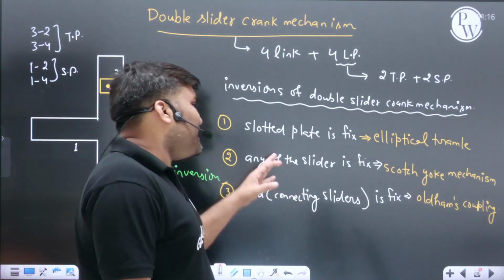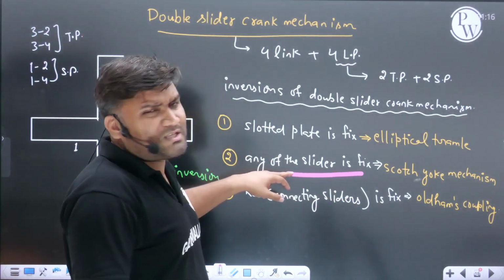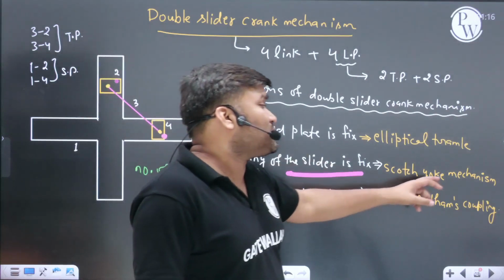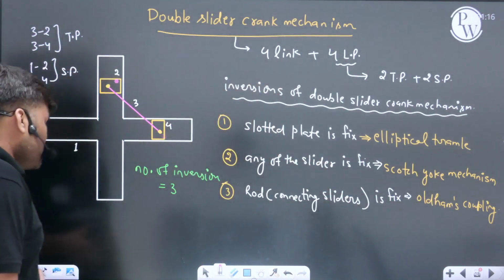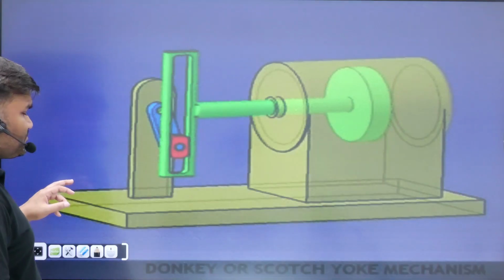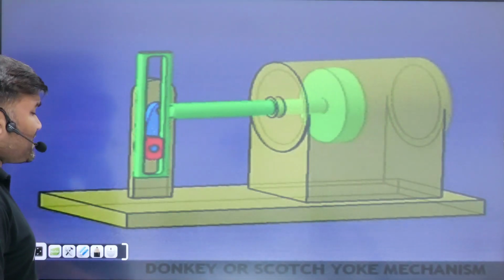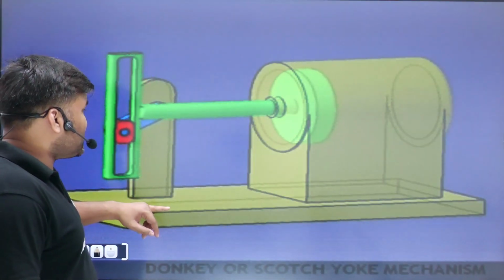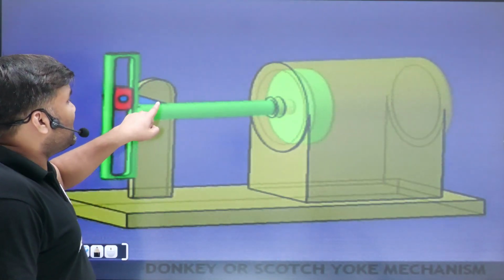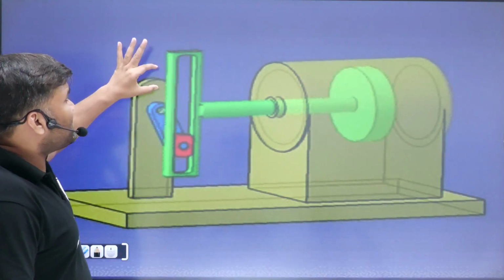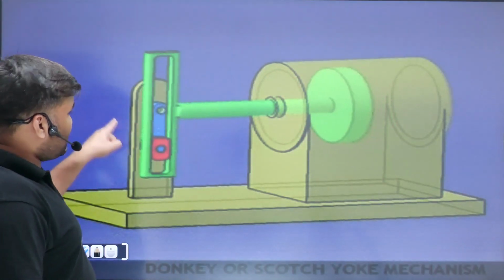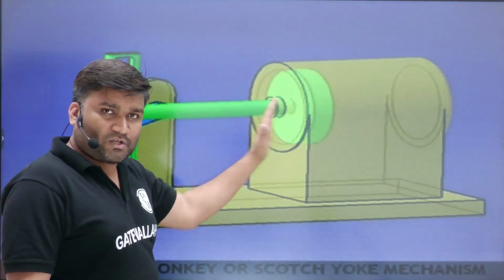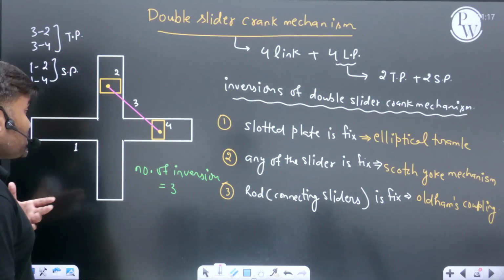Then we have any of the slider ko if you are going to fix, koi slider, link 4 or link 2, nothing but same. You will get Scotch yoke mechanism, and this is something which is used to convert rotation into reciprocation. You can see, sir, link number 1 which is fixed. 1 के साथ में we have link which is going to have rotation. Slider लगा हुआ है ना? Rotation को it is converting into reciprocation. This is also known as a simple harmonic motion generator beta.